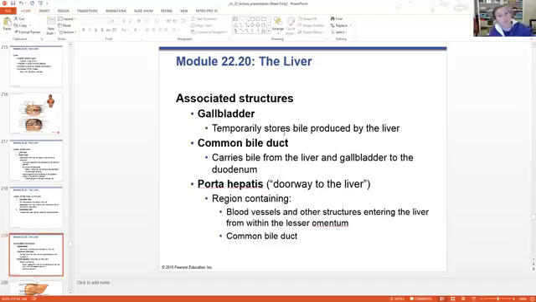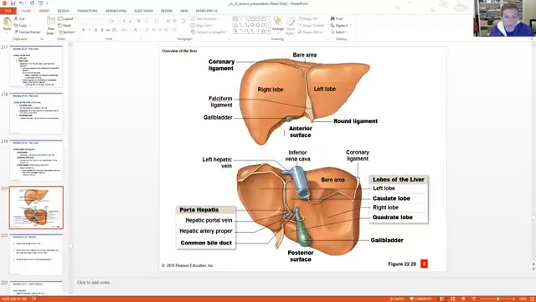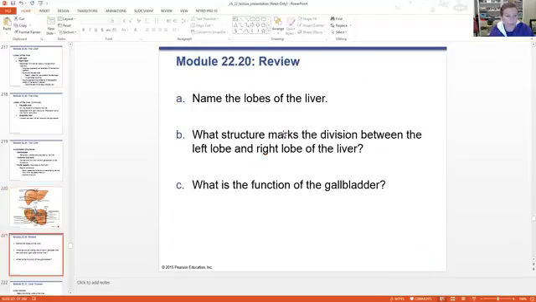The porta hepatis, or porta hepatis, again, tomato, tomato. This is the doorway to the liver. This is that hilum-like area where we have the entrance of all of these major vessels, the common bile duct, all coming and going at this main center doorway to the liver. You see that whole structure right there. You can pause the video here, go back and review this section.